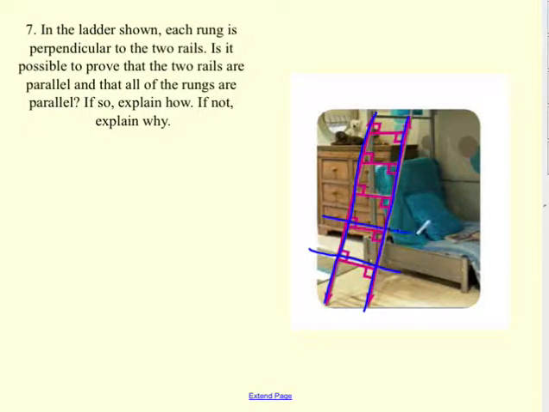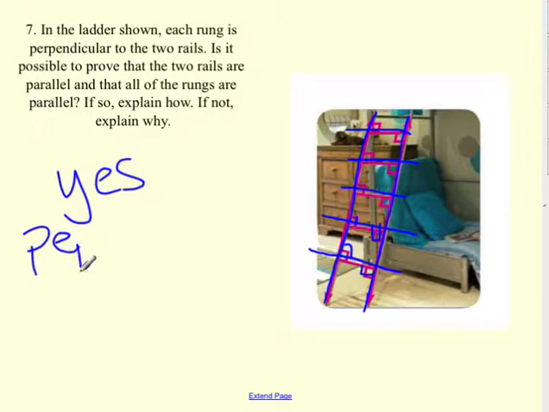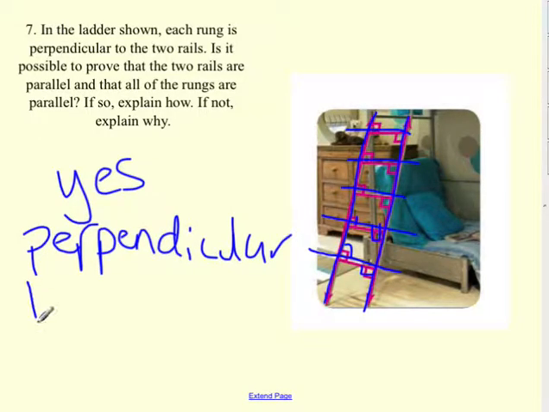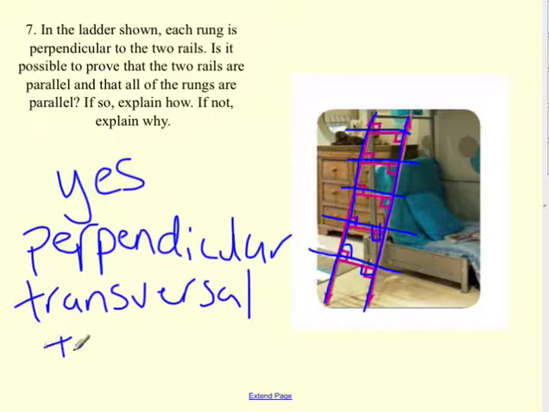Each of these are transversals going through our parallel lines. Each rung is perpendicular to each side of the ladder, so we have two parallel lines with a transversal that's perpendicular to each. So yes, we can say that they're parallel. We just need to say how we know that. So now we're going to flip back to that perpendicular. We can say that they're parallel by the perpendicular transversal theorem.